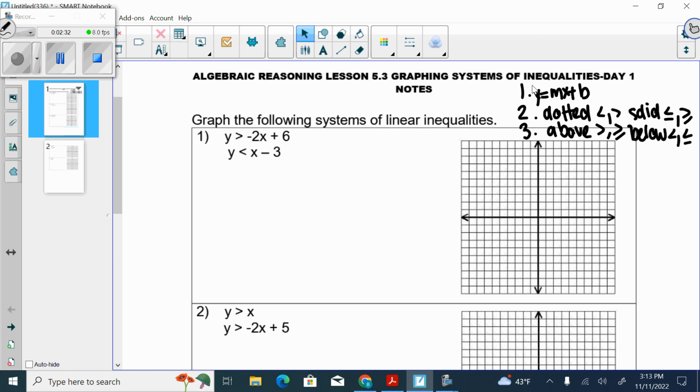All right, so on number 1, first thing we check is, are the equations in y equals mx plus b form? Yes, okay, so we're good there. I'm going to graph this one first. So what number in that equation tells me where to start? The 6. Okay, so 1, 2, 3, 4, 5, 6. There's my point. And my slope tells me I'm going to go where for the next point? Down 2 and over 1. Very good.